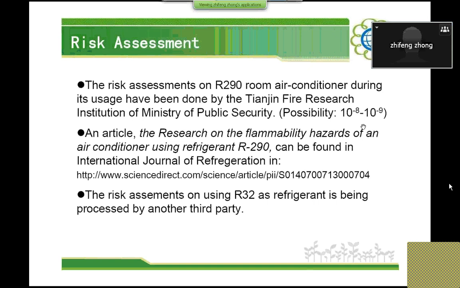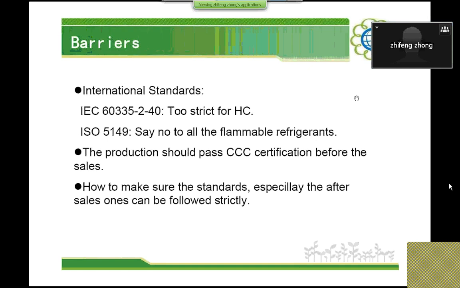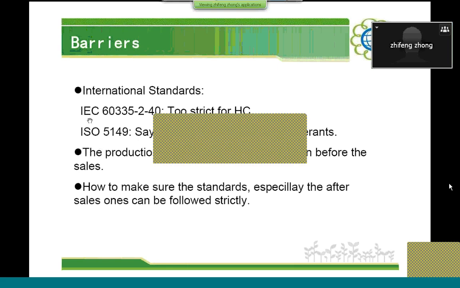For the barriers, first, although the IEC standard accepts the hydrocarbon, like the 290, it is too strict, especially for the charging amount, which means that if we follow the target amount, the production will not have the best energy efficiency. So this is the big issue for the manufacturers. And for the ISO standards, still now, this standard says no to all the flammable refrigerants. And as I introduced, in the industrial and commercial refrigeration sector in China, we follow this standard, which means that actually we cannot sell any productions with 32 now in China.